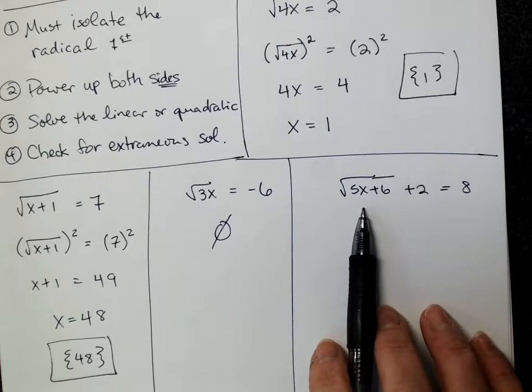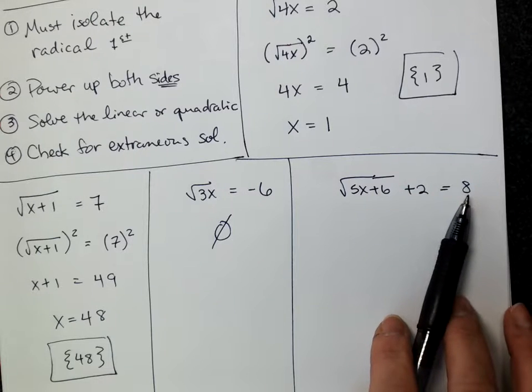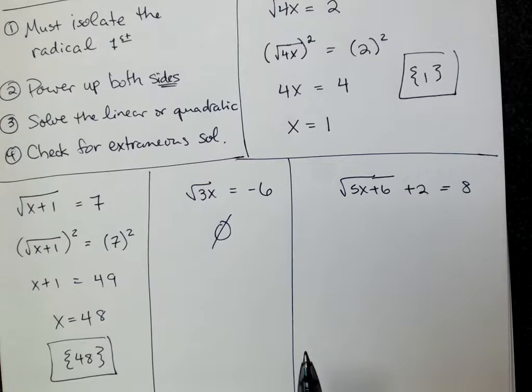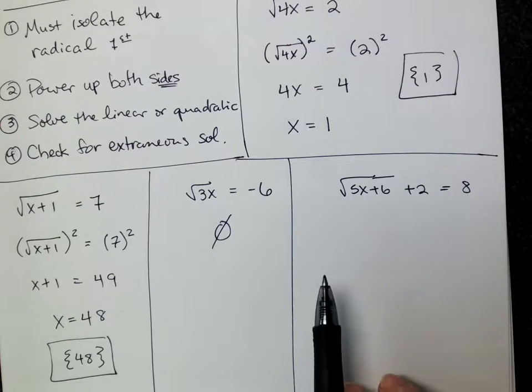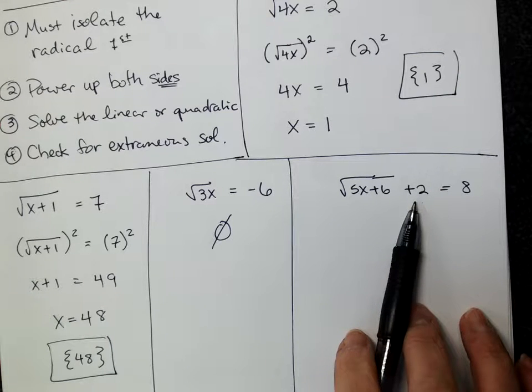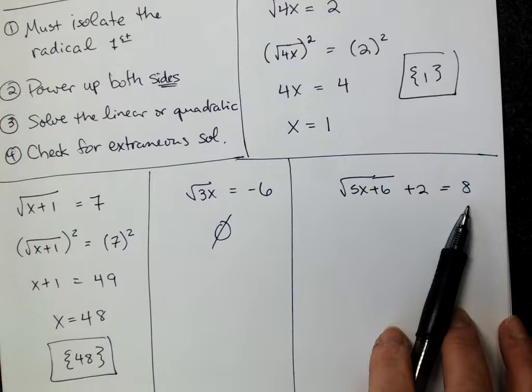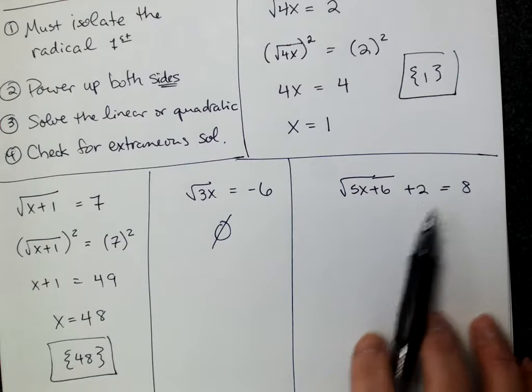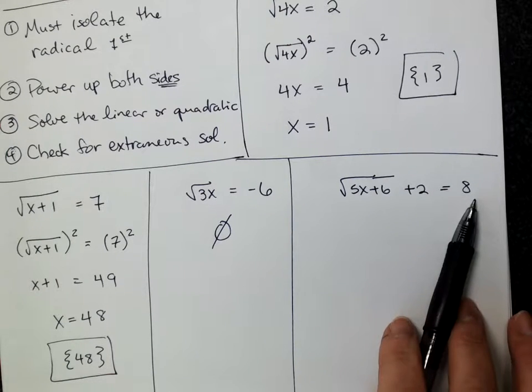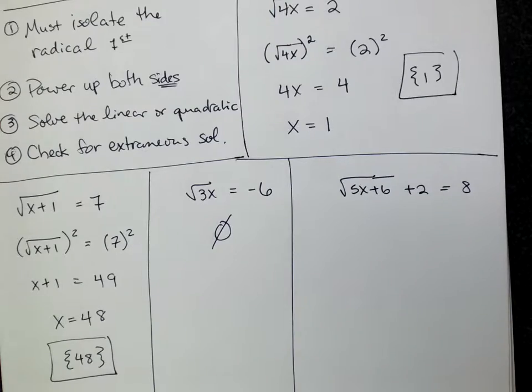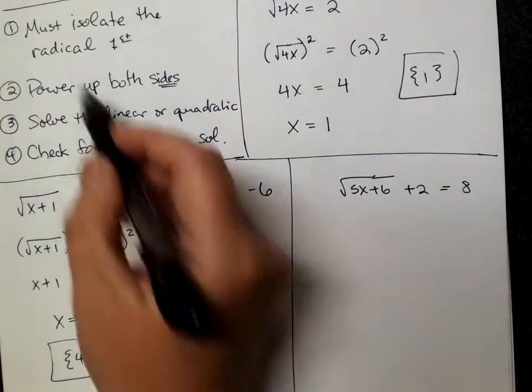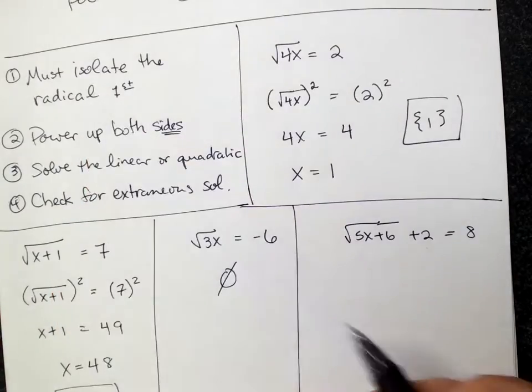Okay? We cannot make a decision about whether this is good or not until we do what? Isolate. Yeah. We're not ready to power up, and we can't even decide if it's good or not until we isolate, because sometimes this might look negative, but when you move things over, it becomes positive. Or vice versa, it might become negative and you throw it out. Okay? So isolate is the very important first step.